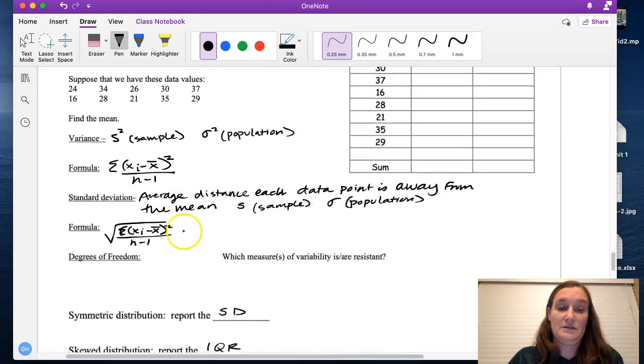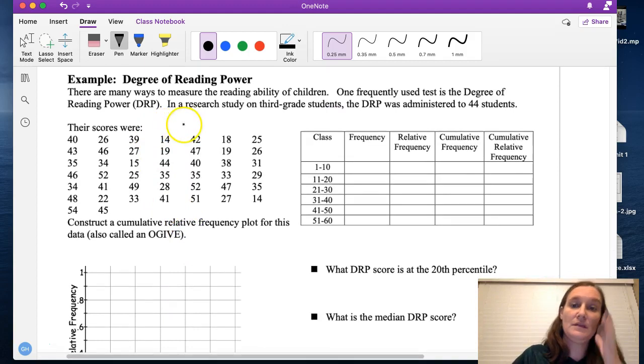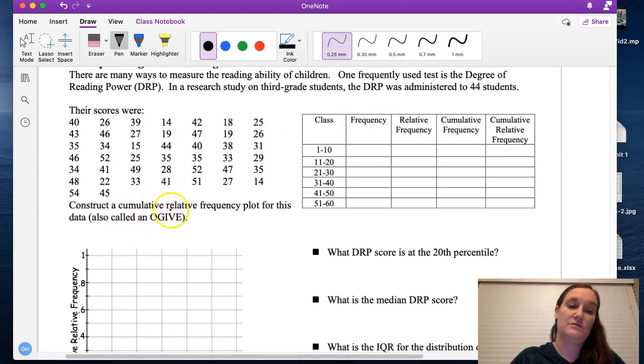All right, the last thing we need to talk about is one last graph, which is the Ogive. So this is talking about reading ability for children. They administered the test, they gathered some data. We want to construct a cumulative relative frequency plot, also known as an Ogive. So relative frequency, remember, is a percent. So the Ogive is basically plotting percents.